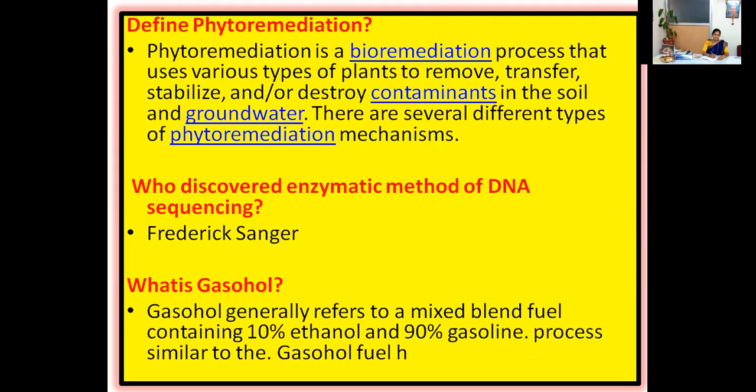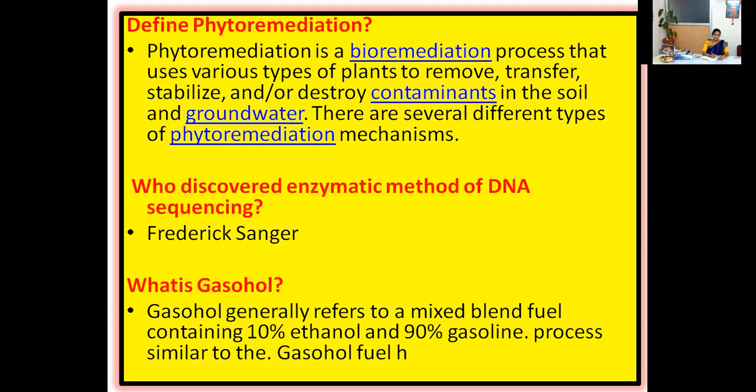Next, define phytoremediation. Phytoremediation is a bioremediation process that uses various types of plants to remove, transfer, stabilize, or destroy contaminants in the soil and groundwater. There are several different types of phytoremediation mechanisms.